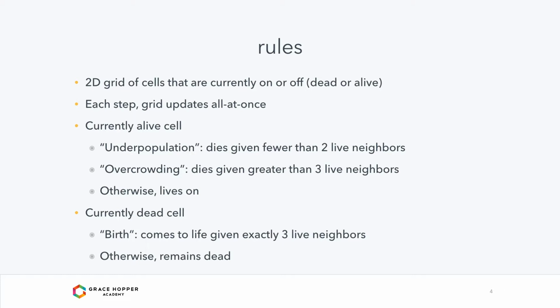What's the difference between underpopulation and overcrowding? Because don't both of those cause them to die? Yeah, it's not different in terms of the effect. It's just the argument for why that rule makes them die. Yeah, it's like the cell was too lonely or the cell was too crowded. As a mathematical exercise, no, it doesn't matter. They're just arbitrary rules.